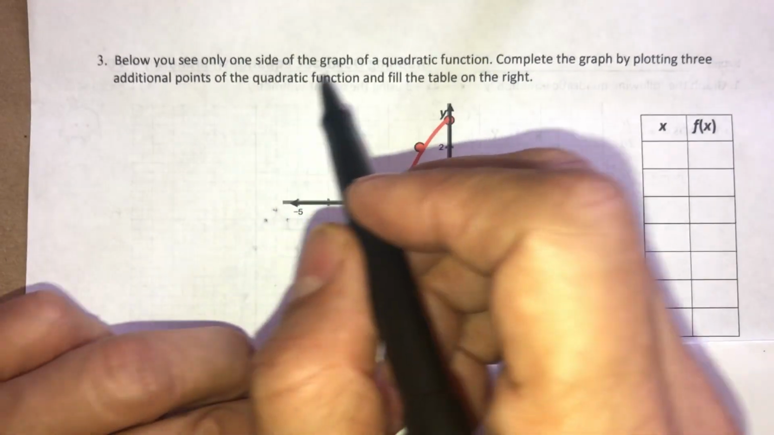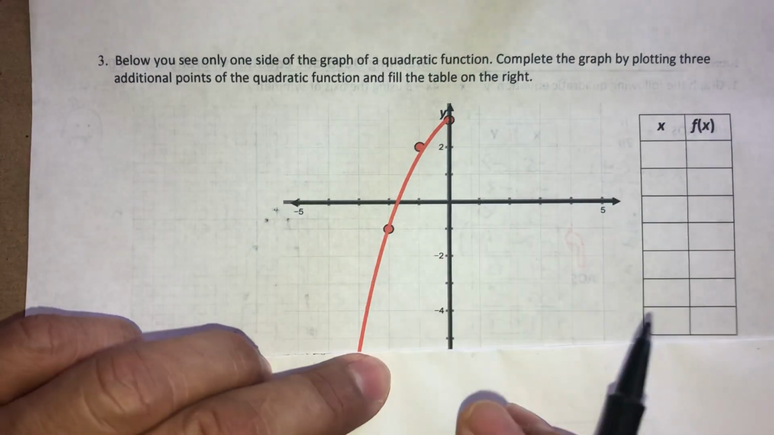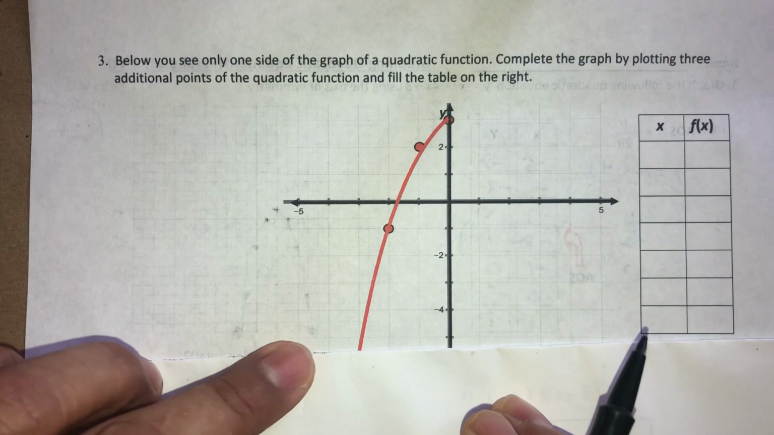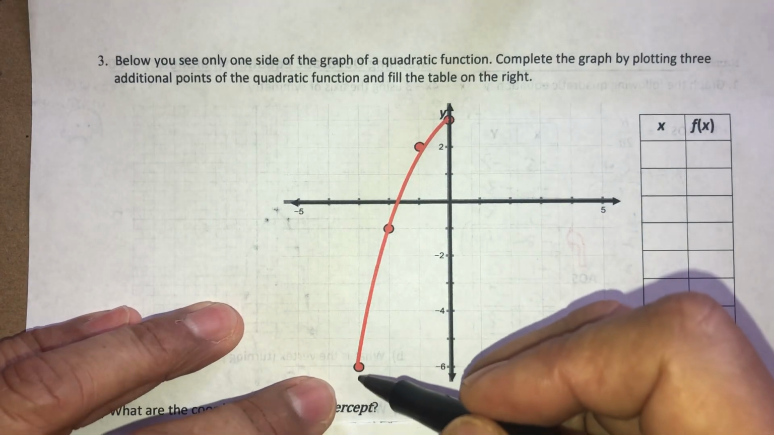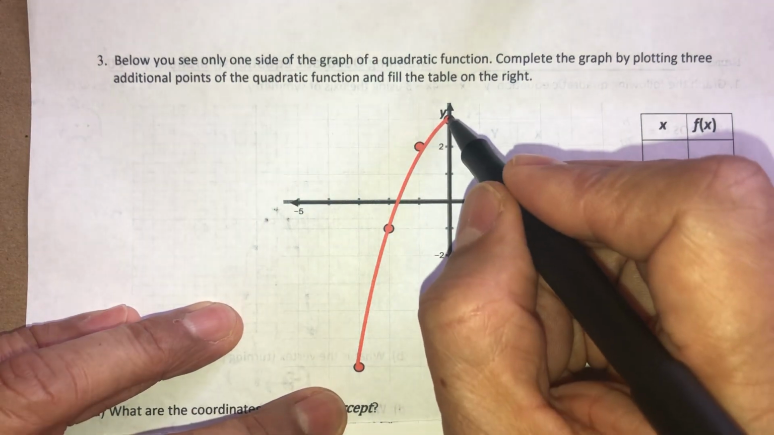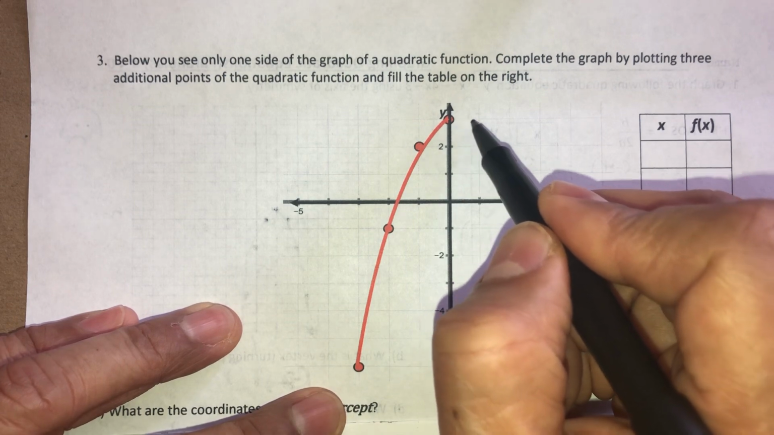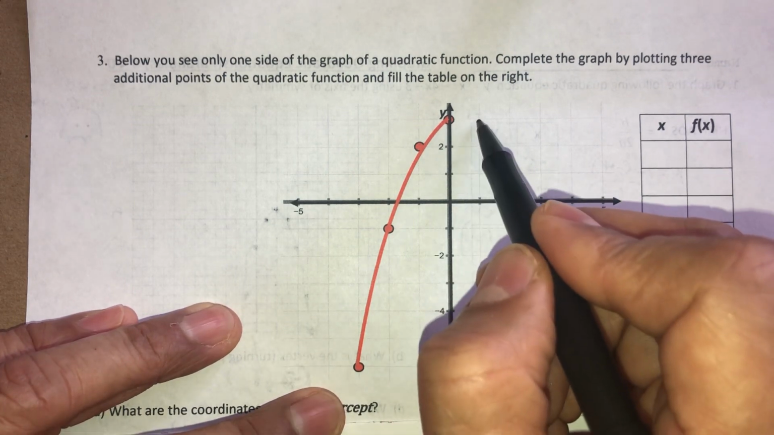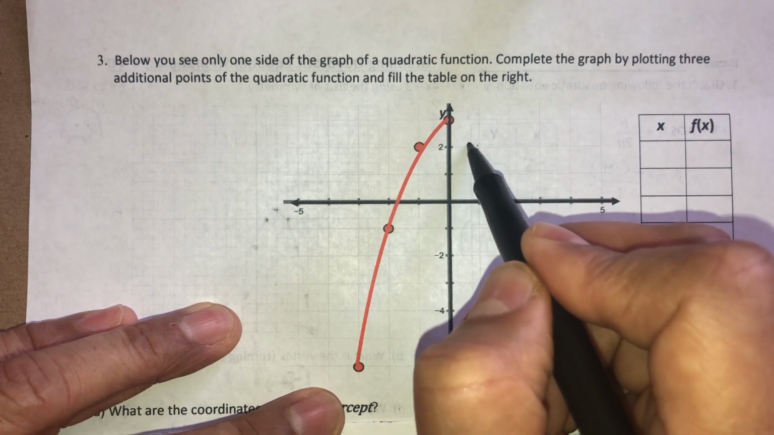Below you see only one side of the graph of a quadratic function. Complete the graph by plotting 3 additional points of the quadratic function and fill the table on the right. Which means, remember guys, this is one side. So remember what I told you before, when you get to the vertex, the only thing is you open up and just match the other point. So I'm going to open up once, and I'm going to match that point right here, which is going to be my other one.